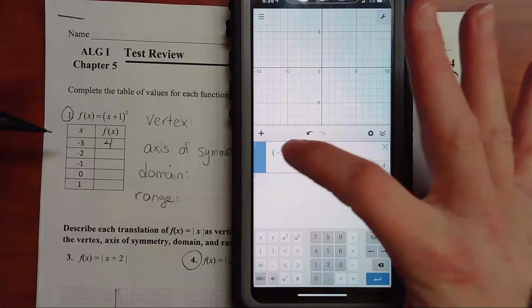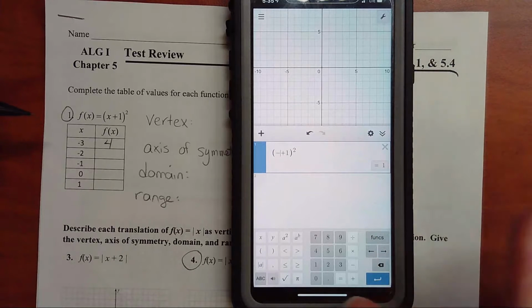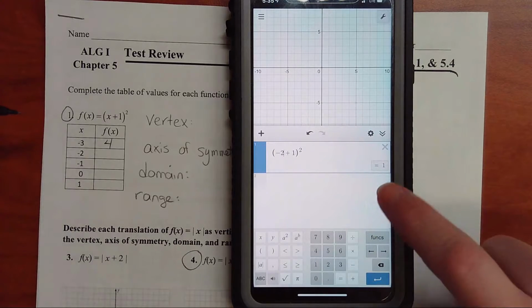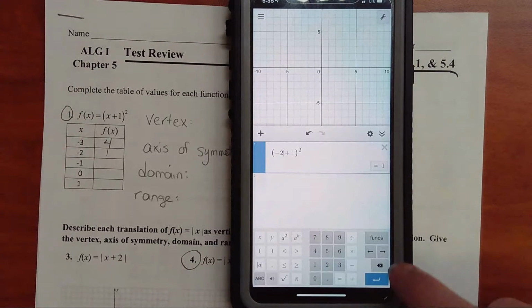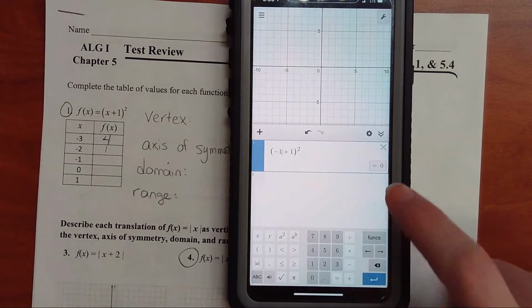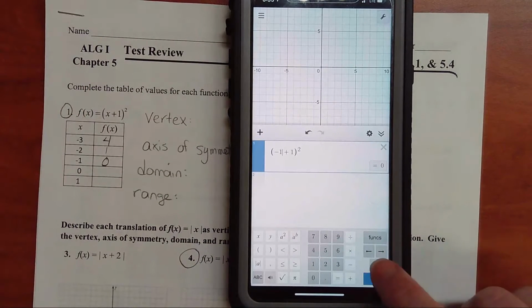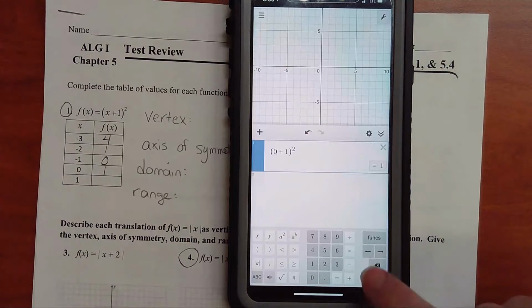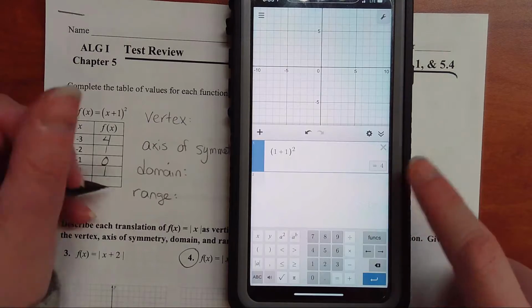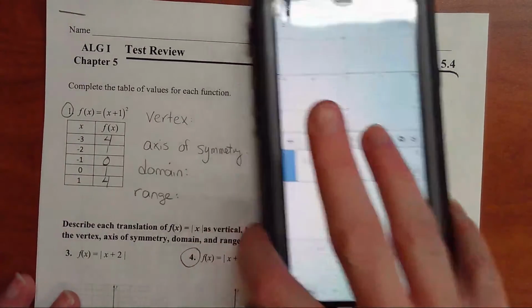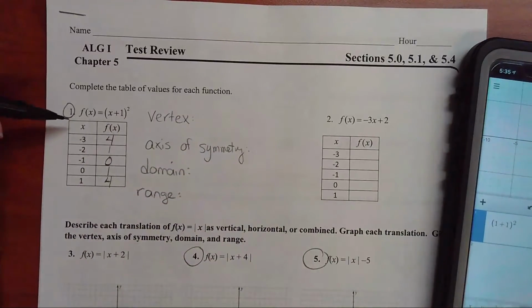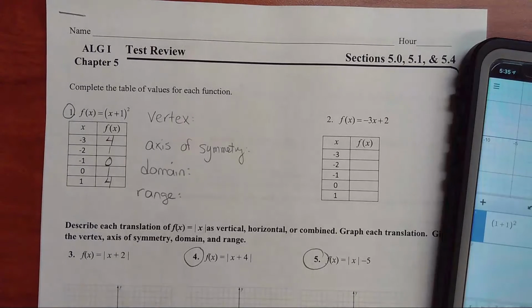And then I don't want the -3 anymore, so I'm going to go over there, and instead I want a -2. When I do a -2, I get a 1. Instead of a -2, I want a -1, and I get a 0. And then I don't want a -1, I want a 0, and I get a 1. And when I plug in a 1, I get a 4. So there's my table.